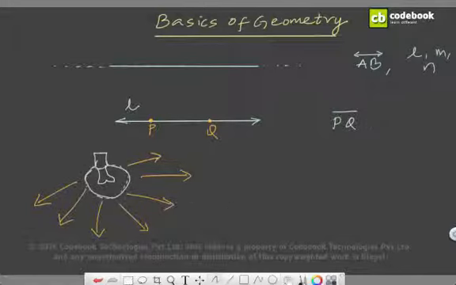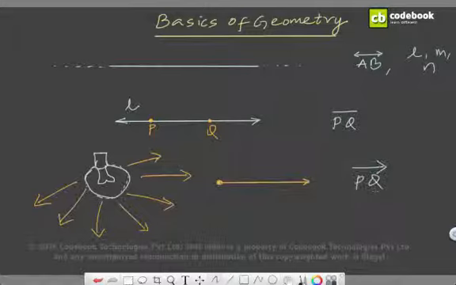Now let's learn about rays. Take a light bulb for example, and if you observe the light rays coming out of the light bulb, you see that they start at the bulb and they continuously expand out in the other direction. So a ray is something that has one starting point and the end point is undefined. So it starts at one point and can extend indefinitely in the other direction.